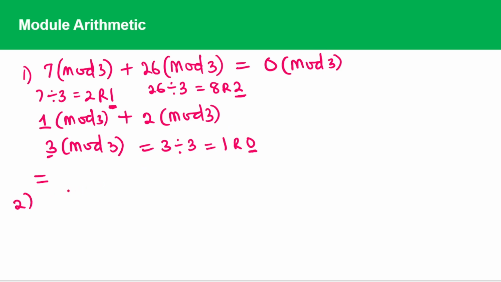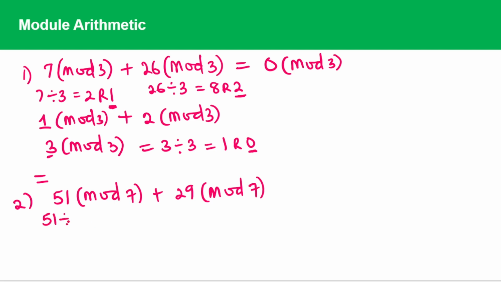Number 2. Again, suppose I have 51 mod 7 plus 29 mod 7. Now if I'm to add these two numbers together, again I can simplify 51 mod 7. So what is 51 divided by 7? That will give us 7 remainder 2. So this remainder of 2 is our answer. Therefore 51 mod 7 is 2 mod 7.